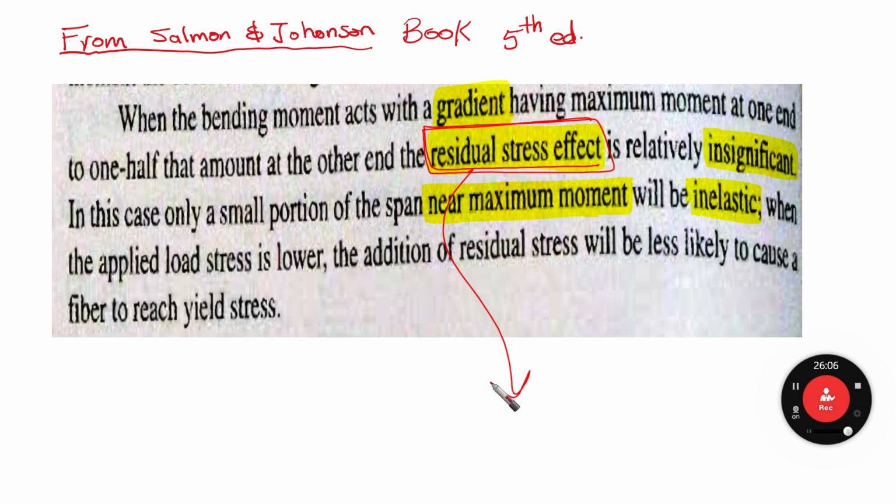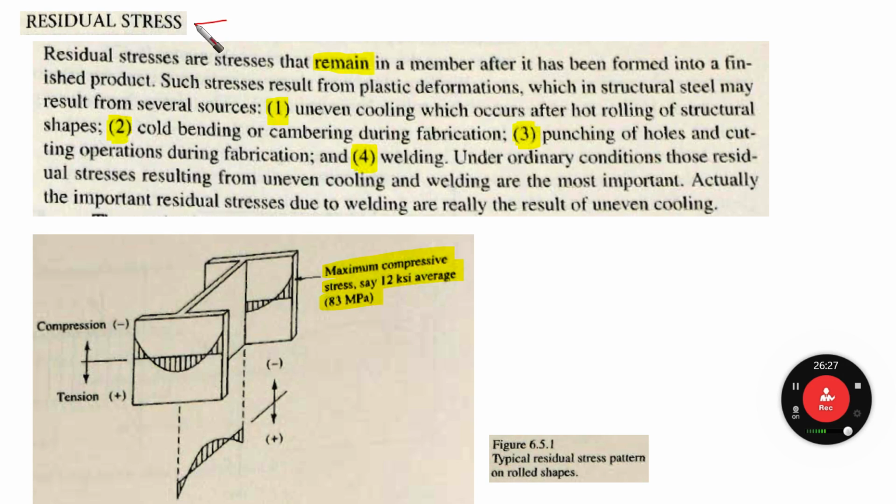So we need to understand what this residual stress effect is, what kind of stress is going to make the gradient moment have a great contribution to the resistance of the structure. Okay, so this is what we want to know. So from here we need to understand what residual stress is. Residual stresses are stresses that remain in a member after it has been formed into a finished product. This is the definition of residual stresses.